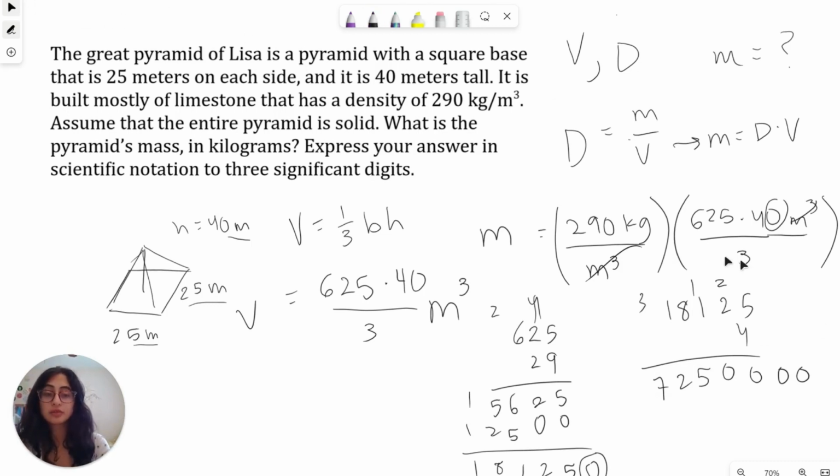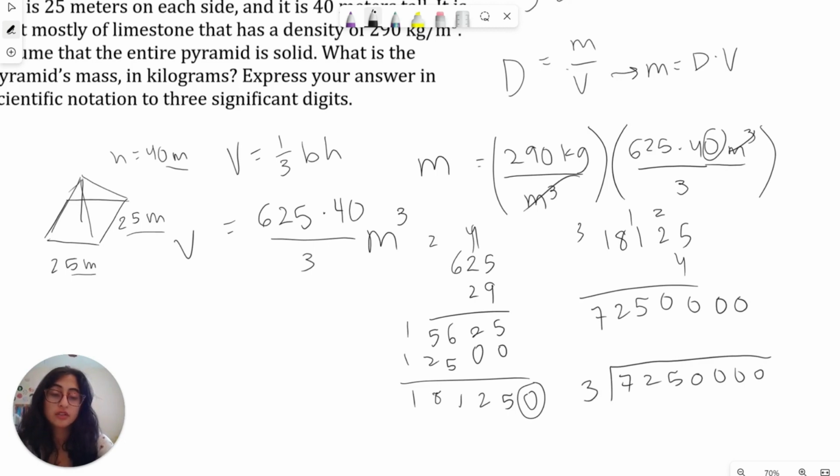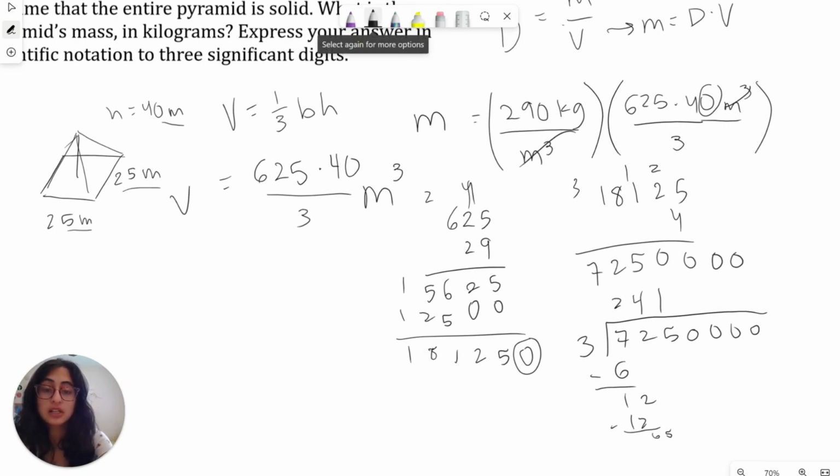And now we just have to divide this by 3. Don't forget about that part. We want to express our answer in scientific notation to 3 sig figs, so I'll cover that in a bit. But basically, after we divide this by 3, doing long division, the biggest multiple of 3 that goes into 7 is 6, which is 2. Sorry, this is almost done. I know it's taking a while. Subtract and bring down the next digits. So this would be about 241.6, and then it'll keep going.